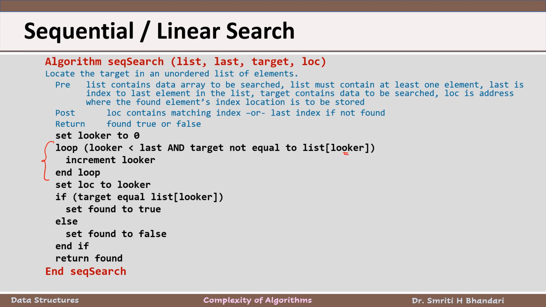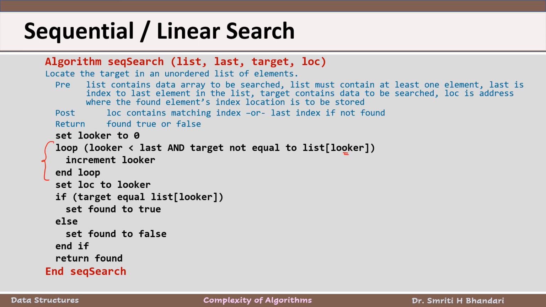So if we have not reached the end and if we have not found the target element, we are going to increment this looker, right? This loop is really very important as far as the computation of complexity is considered. Usually while computing the complexity, we consider how many times the loop gets executed, right?